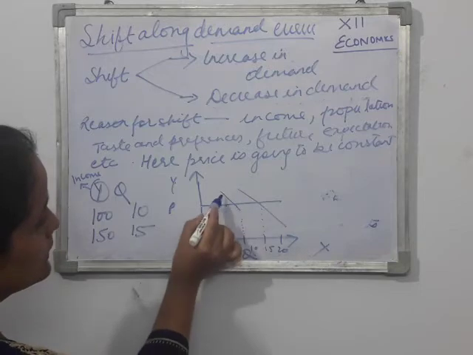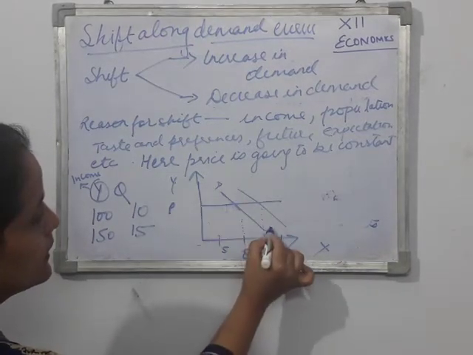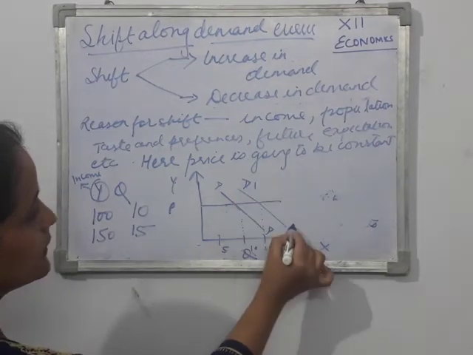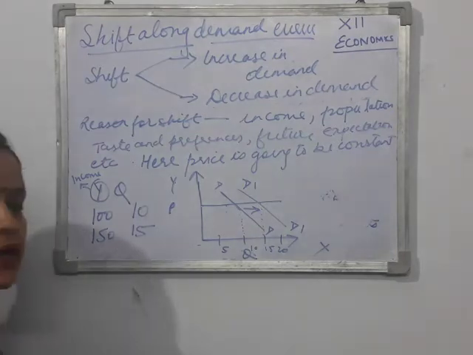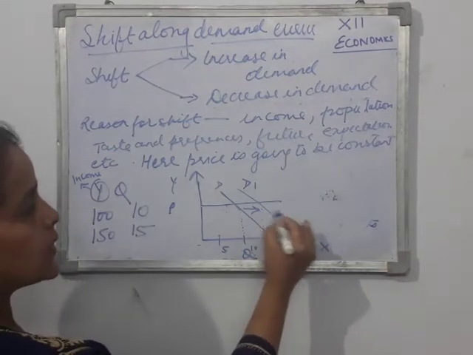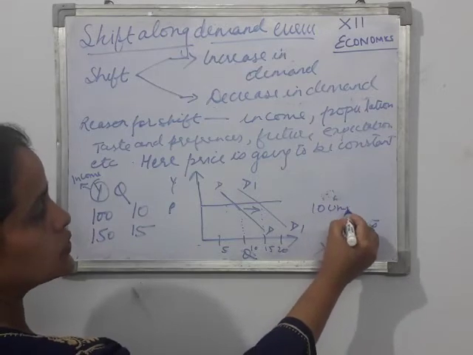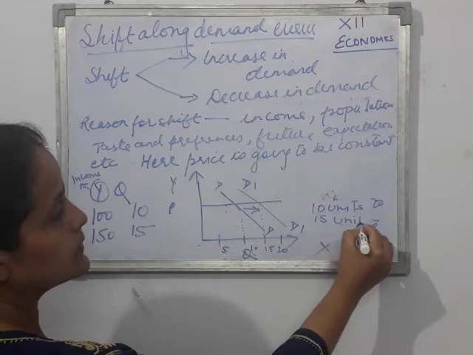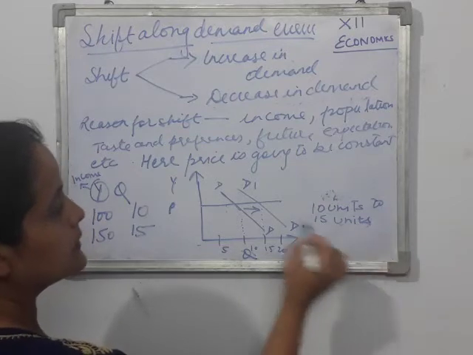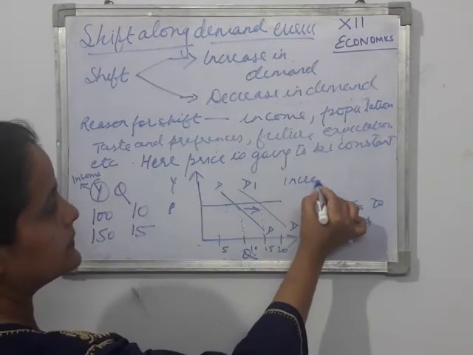So what? This is your demand curve, and this is your new demand curve D1. We are putting an arrow out there, so through an arrow we are showing that the demand moved from 10 units to 15 units. That's why I am putting this arrow. So this is your increase in demand.